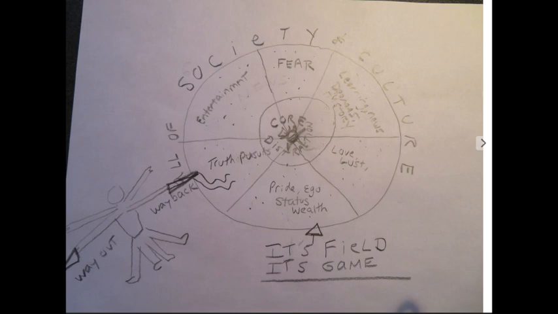Ego, status, wealth, the whole society, and how many different points are in each one of these slices. And of course, there's overlap. Learning, degrees: somebody that has a PhD from Harvard hangs it on the wall, that feeds the ego and the pride, but they should be separate slices.